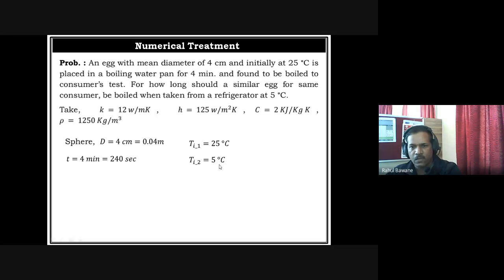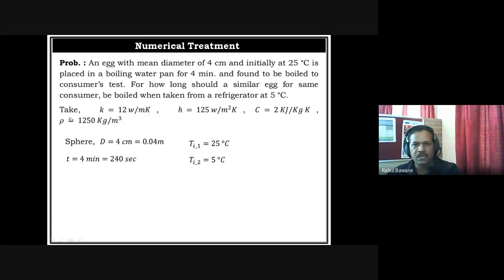Now I want to boil this for the same consumer, then definitely it takes more time, because with 25 degrees centigrade, if I boil for 4 minutes, it reaches the consumer taste temperature. But for 5 degrees centigrade eggs, I have to boil for more time to reach that consumer taste temperature.